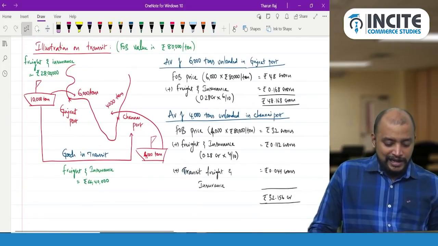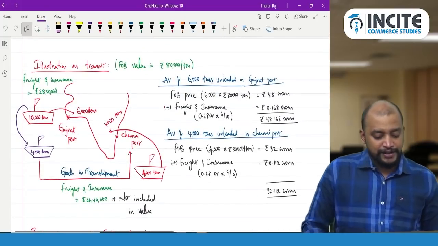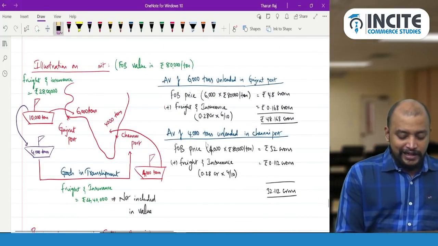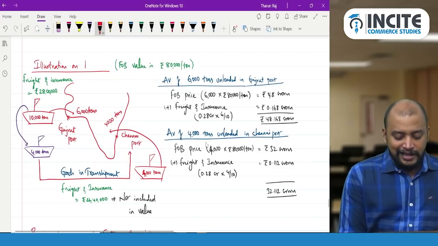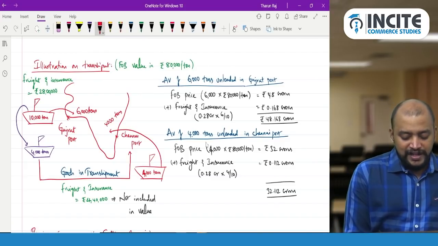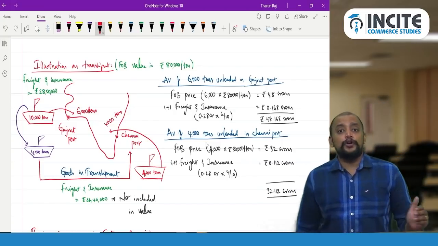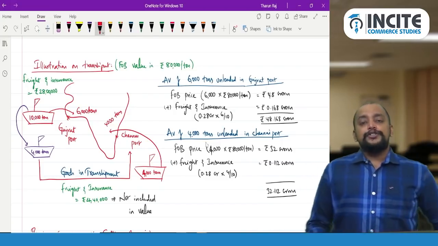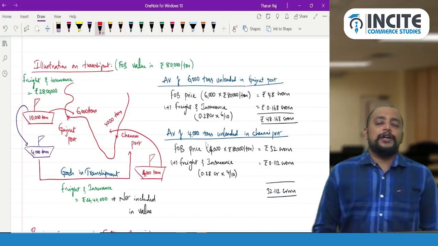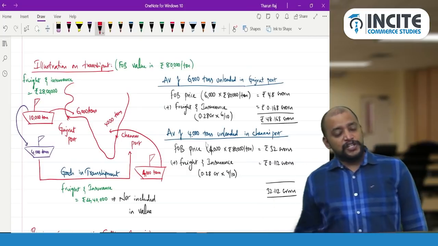So this is in case of transit, and what if it is under transshipment? If it is under transshipment, so what is transshipment? Taking goods from one ship to another ship. The same ship which is coming to the original port is not going to the destination port, but another ship is transporting the goods.